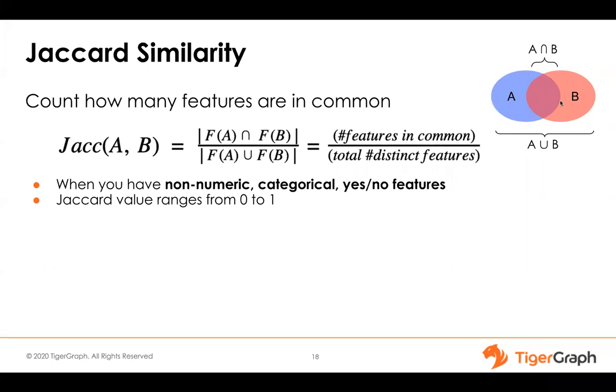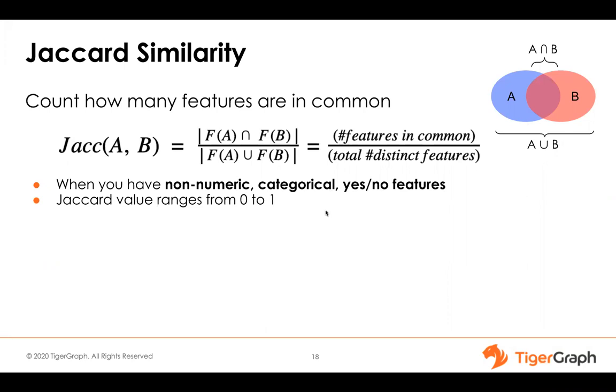If the feature set of A is represented by that blue oval and the feature set of B is that reddish oval, the overlap where they both have the feature is that area. That's the numerator. The denominator is what could be a feature in either A or B. That's the union, and that's the intersection. And so you can see the range of values is between 0 and 1.